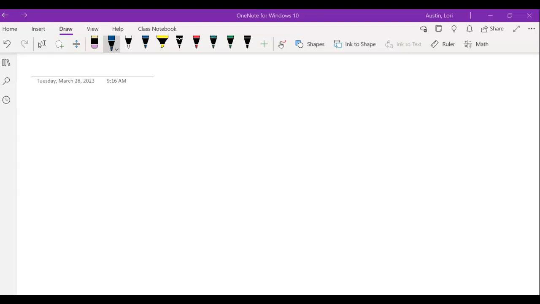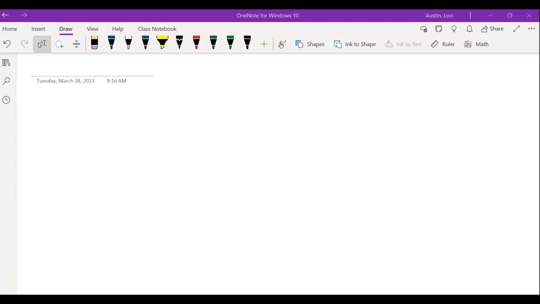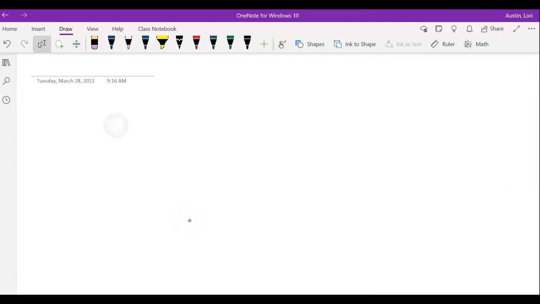So this is section 4.5. Wrong thing. Hold on. I need to put my tablet mode on so my hand doesn't touch everything.